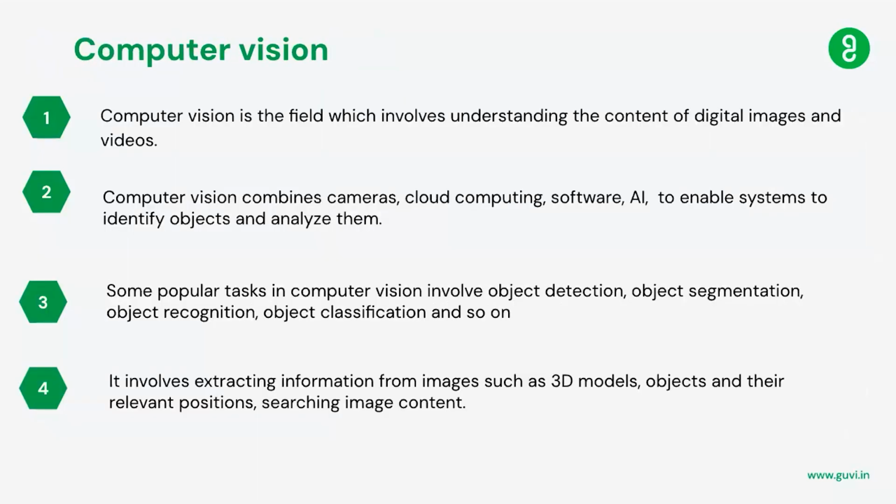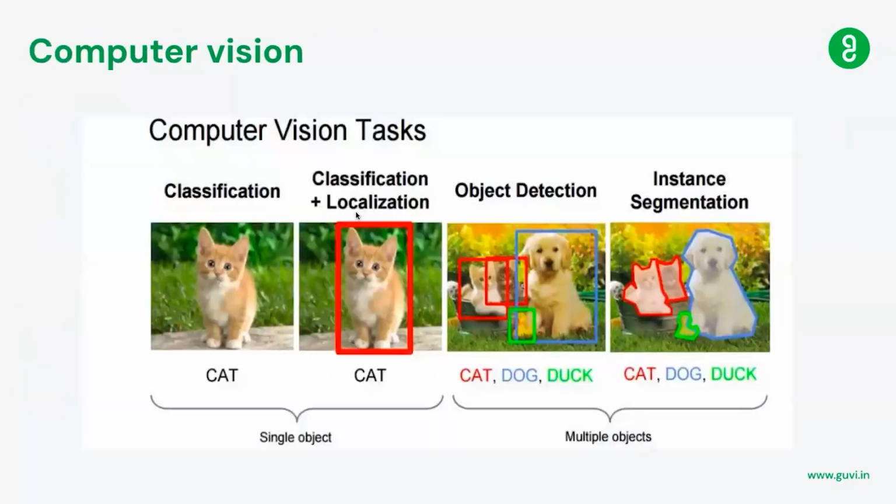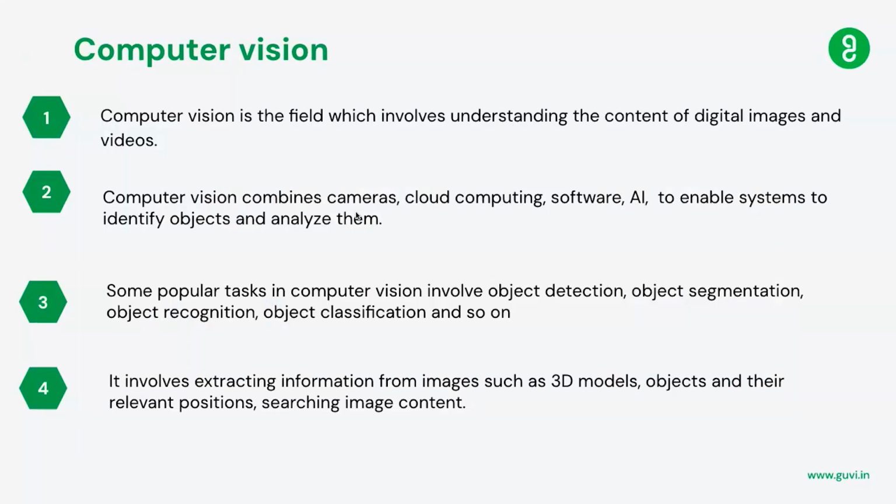So let's start by talking about what computer vision is. You would have seen that computer vision involves understanding the content of digital images and videos, right? All sorts of image and video analysis we do using computer vision. Now this computer vision not only involves just processing your images, but it would also involve the hardware system attached to it.